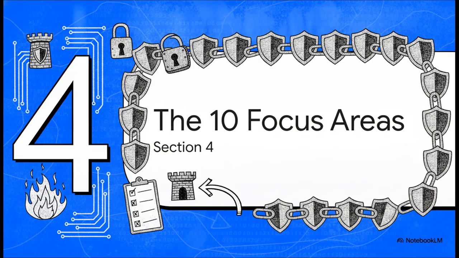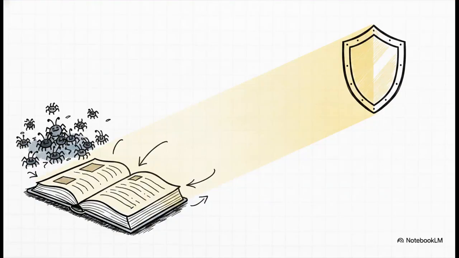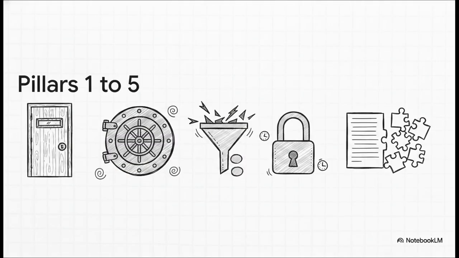Section 4. The 10 focus areas. Time to reveal the ultimate checklist for our digital fortress. Now, what's really interesting about this slide is that these 10 focus areas aren't just arbitrary guesses. They're heavily informed by global, standardized resources like the OWASP Top 10 and the Common Weakness Enumeration, or CWE. These are incredibly well-respected guides in the cybersecurity community that track the most critical, highly exploited security risks out there. So by relying on these frameworks, engineering teams can stay strictly focused on the vulnerabilities that actually matter most in the real world.